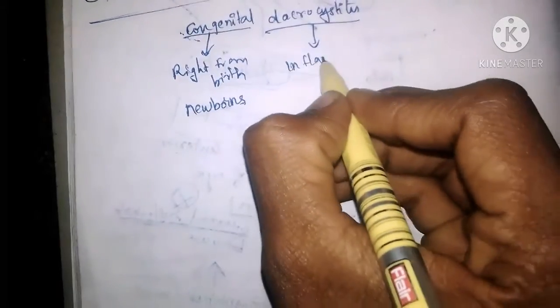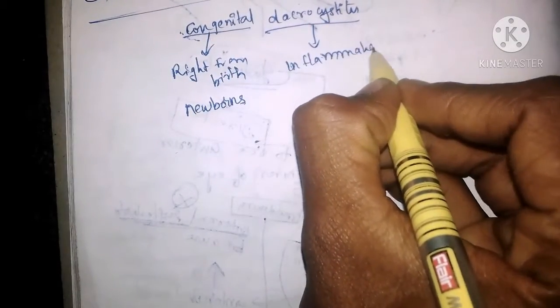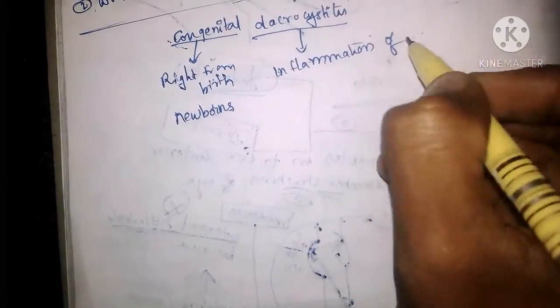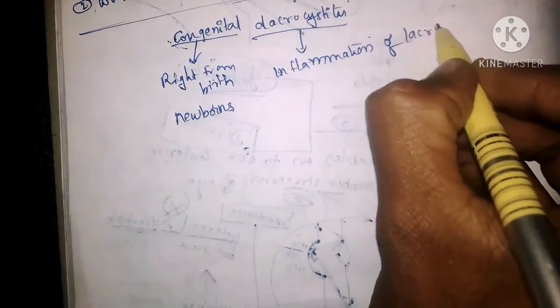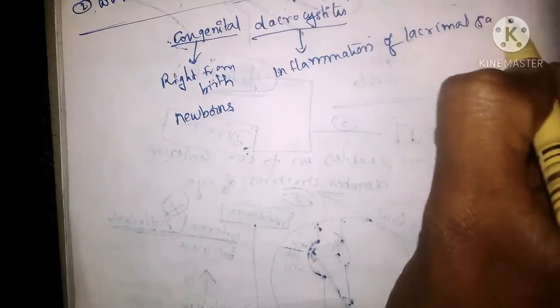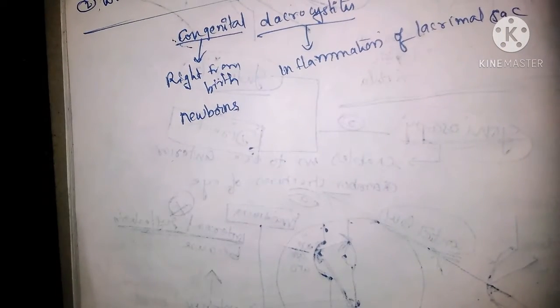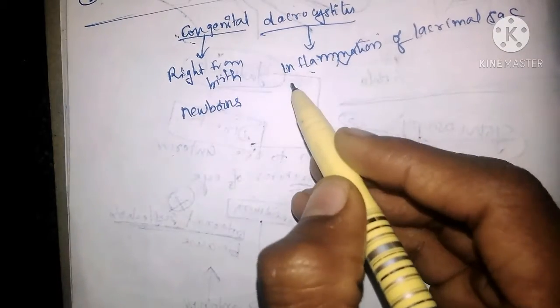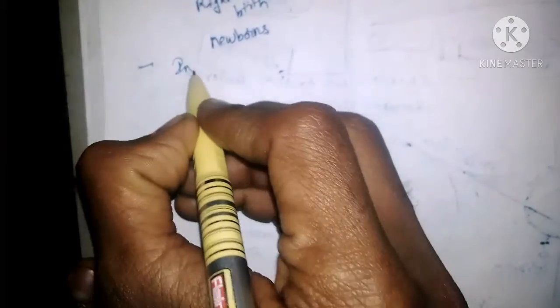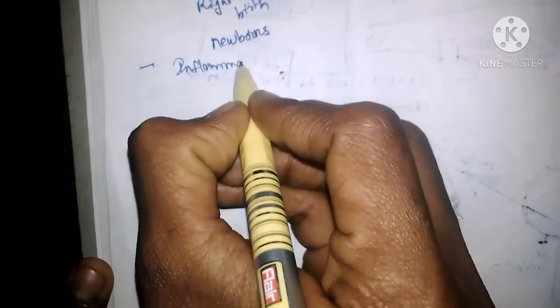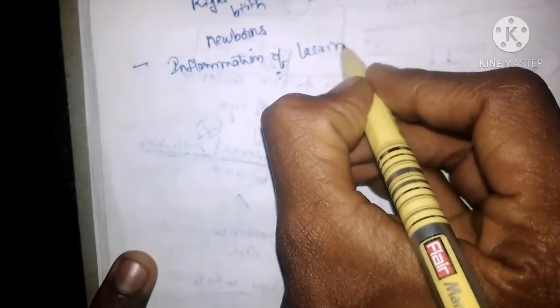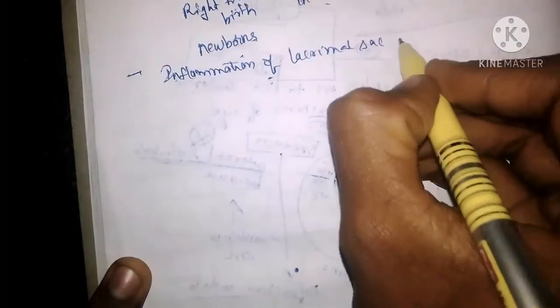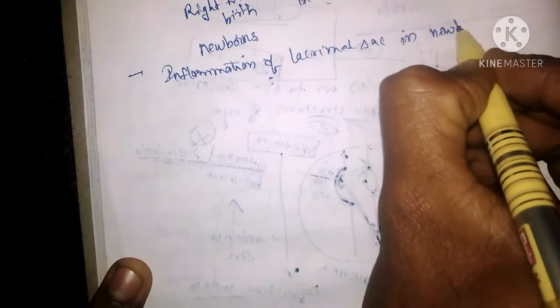inflammation of lacrimal sac. So the definition is inflammation of lacrimal sac in newborn infants. Let's write this: inflammation of lacrimal sac in newborn infants.